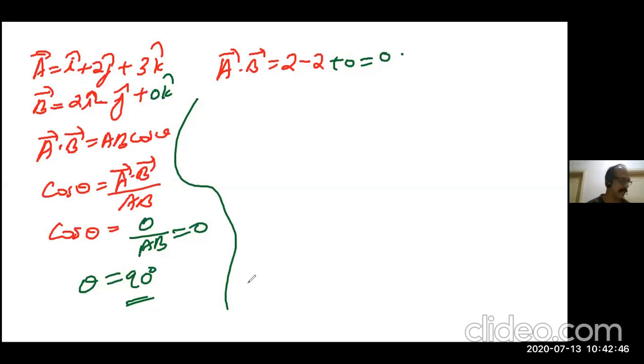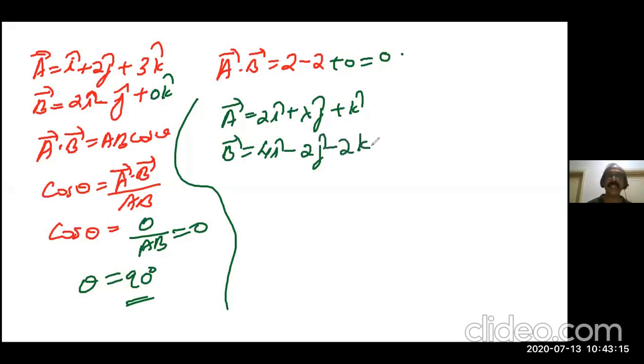Find the value of lambda so that vector A is equal to 2i plus lambda j plus k, and vector B is equal to 4i minus 2j minus 2k are perpendicular to each other. How will you solve it?